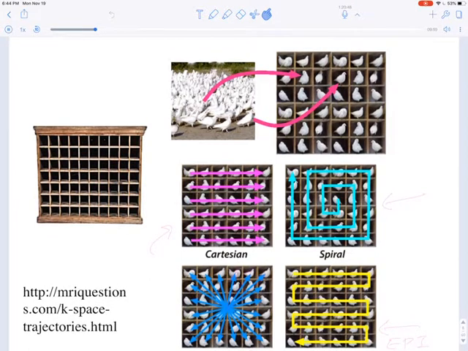Now, spin warp is just one way of filling in k-space. There's lots of different ways. For example, spin warp is what's called a Cartesian way of going through k-space. So that's nice because it's easy to do the transform afterwards.